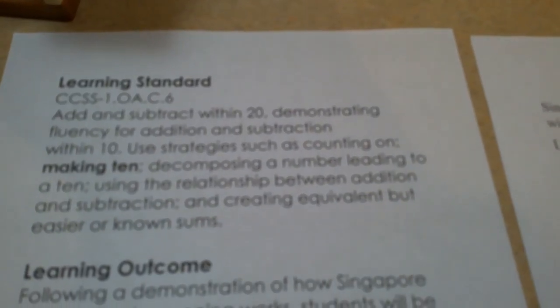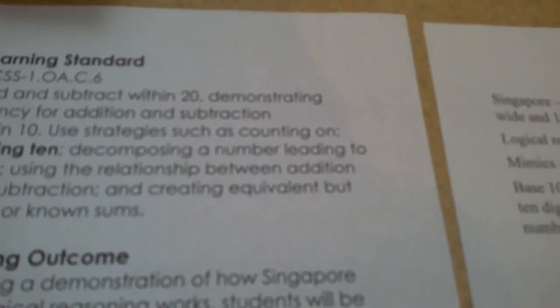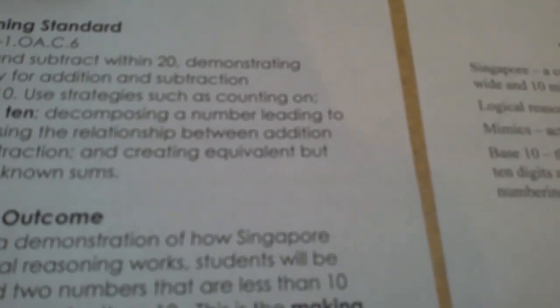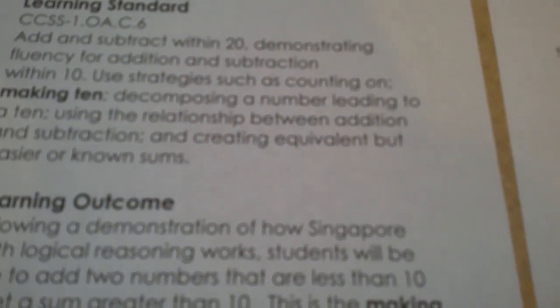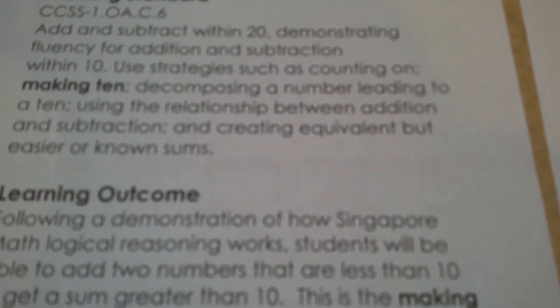Today's learning standard is Common Core State Standard 1.OA.C.6: add and subtract within 20, demonstrating fluency for addition and subtraction within 10, using strategies such as counting on, making 10, and all these other ones, but we're just going to do the make 10 today. The learning outcome, following a demonstration of how Singapore math logical reasoning works: students will be able to add two numbers that are less than 10 to get a sum greater than 10. This is the making 10 strategy.